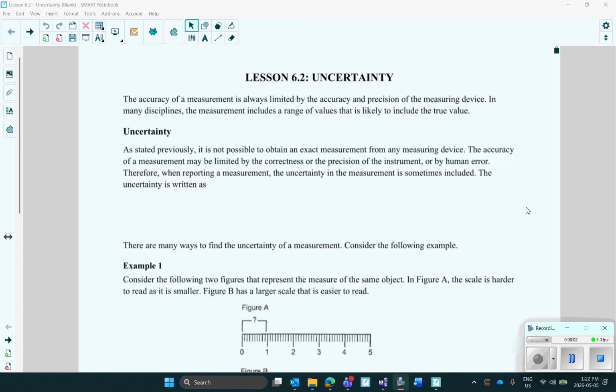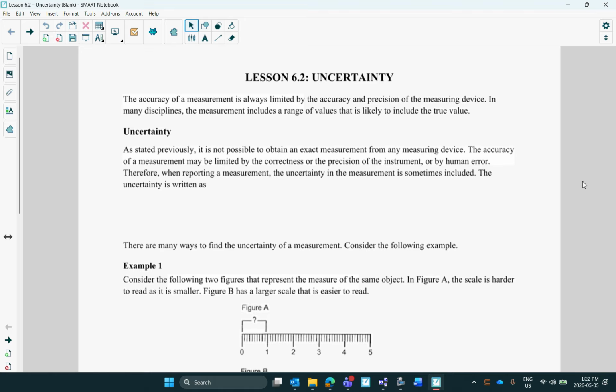Okay, so we have talked about accuracy and precision, and we're going to focus a little bit more on precision because in this lesson, we're going to talk about something called uncertainty. No matter what kind of measuring device we use, there's always going to be a little uncertainty in our measurement. It's not going to be exact, right?